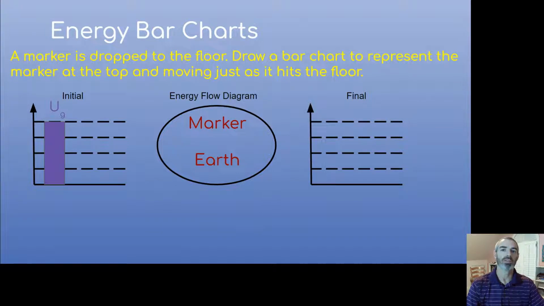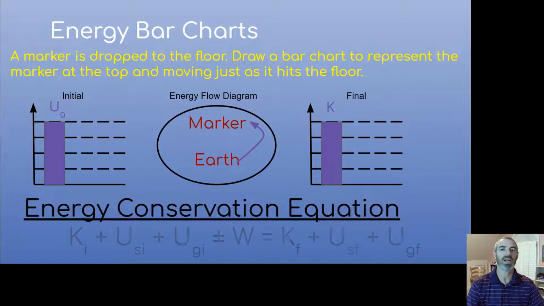Now the earth transfers the energy to the marker, giving it kinetic energy. So we're going to ask the three questions again. Kinetic energy, yes. There's no spring, there's no height at the final. Since the arrows stay inside the system, that means the initial height has to equal the final height, a total height of 4 in both situations.